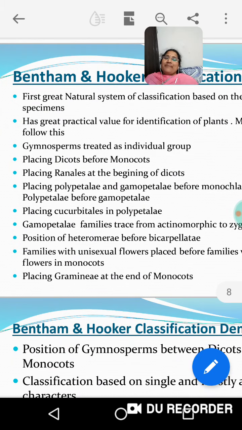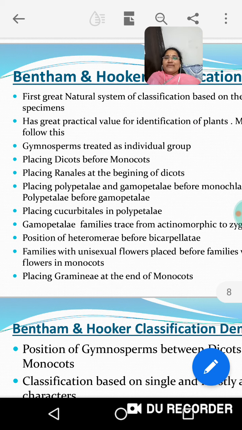And also placing of the dicotyledons before monocotyledons. If you see the classification again, the dicotyledons are placed before the monocots. Means in the view of Bentham and Hooker, dicotyledons are being treated as primitive, whereas monocotyledons are being treated as advanced. So that is the merit again. And then Ranales, the first order in the Bentham and Hooker system of classification. If you see the classification, it's the Ranales order. So placing the Ranales order at the beginning of the class dicotyledons is being considered as a merit.